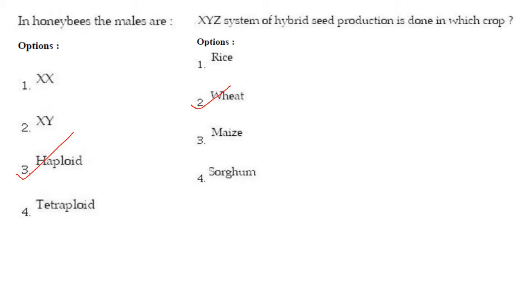In honeybees, the males are: options 1 XX, 2 XY, 3 haploid, 4 tetraploid. Answer is option 3 haploid.